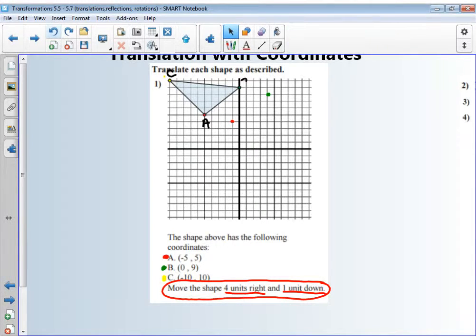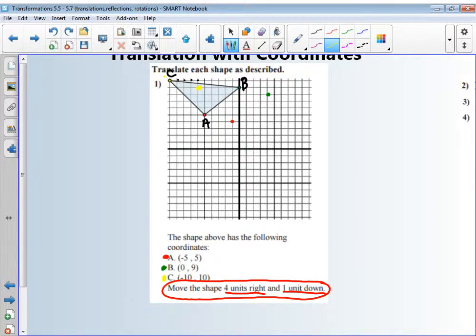Okay, so if I wanted to move my C, well, I could do the same method that I had done earlier and just count out. So I need to go over 4, 1, 2, 3, 4, and then down 1. So this is where my C would now be. So I'm going to go ahead and color that in.